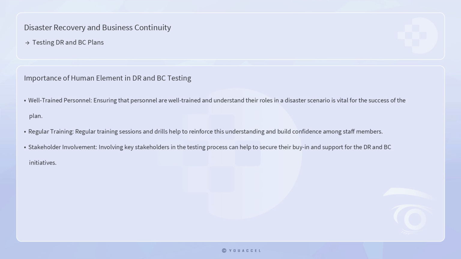The human element is a crucial aspect of DR and BC testing. Ensuring that personnel are well-trained and understand their roles in a disaster scenario is vital for the success of the plan. Regular training sessions and drills help to reinforce this understanding and build confidence among staff members. Furthermore, involving key stakeholders in the testing process can help to secure their buy-in and support for the DR and BC initiatives.